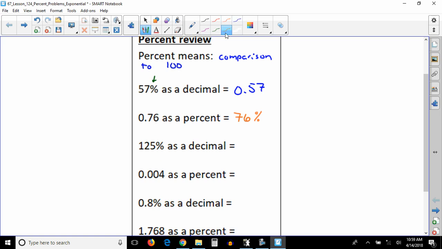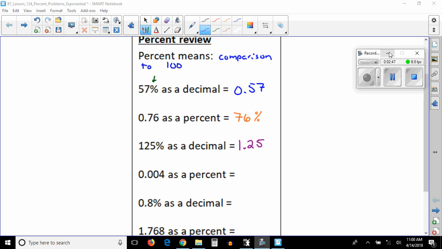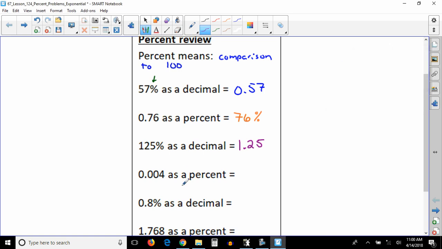So if you were going to use 125% in a problem, you would have to actually change it into a decimal. So you would move it two places, and this would actually be the decimal 1.25. That's the number that you could use in the problem to represent the percentage in the problem.